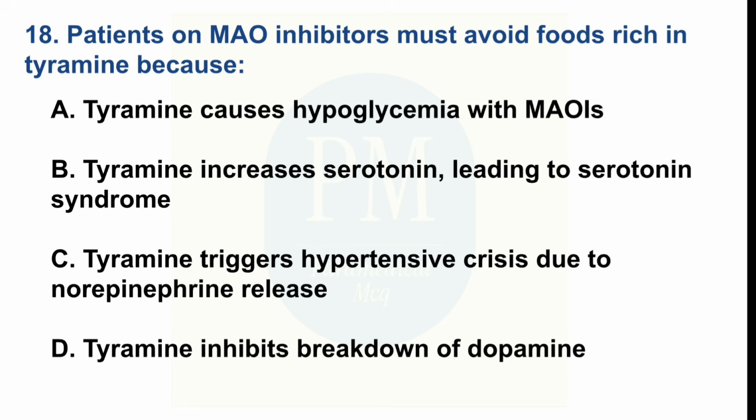Patient on MAO inhibitor must avoid food rich in tyramine because option A, tyramine causes hypoglycemia with MAOIs. Option B, tyramine increases serotonin leading to serotonin syndrome. Option C, tyramine triggers hypertensive crisis due to norepinephrine release. Option D, tyramine inhibits breakdown of dopamine. The correct option is option C. Tyramine triggers hypertensive crisis due to norepinephrine release.